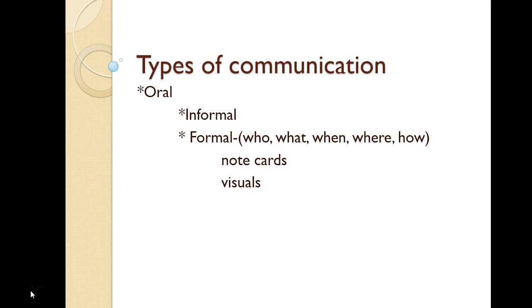The first type of communication we're going to look at is oral communication. And oral communication could be informal or formal. However, informal communication at work does not sound like informal communication with your friends. Because you're in a work setting, even informal communication has to have a sound of formality because you're at work. Formal oral communication typically asks you to present who, what, when, where, and how. Again, you need to know your audience.